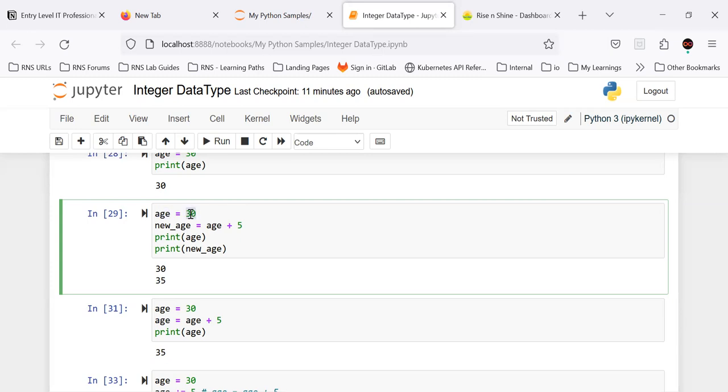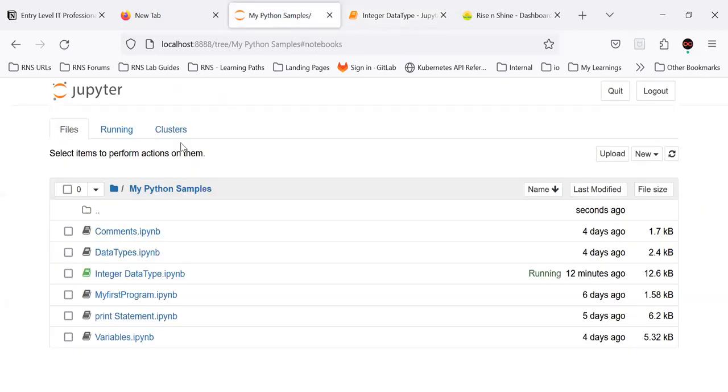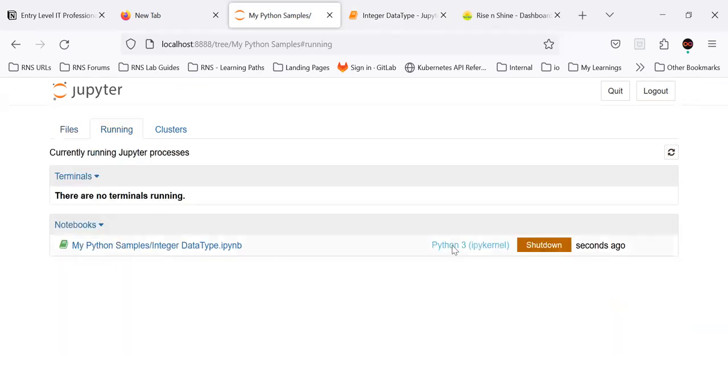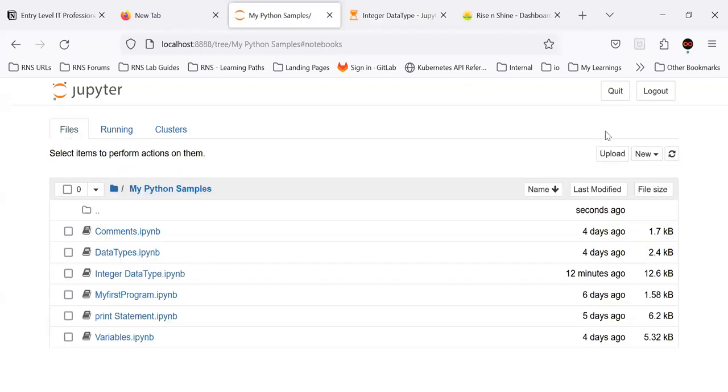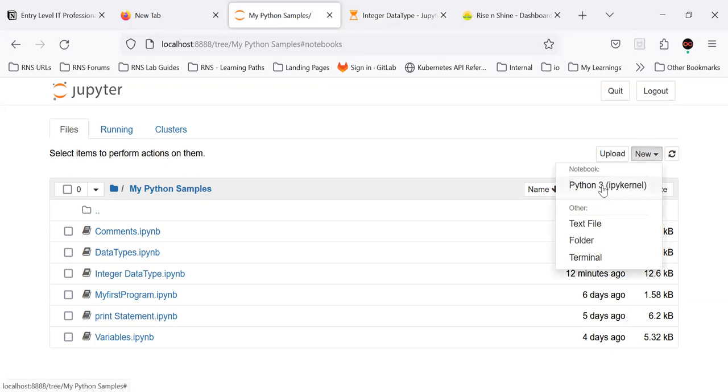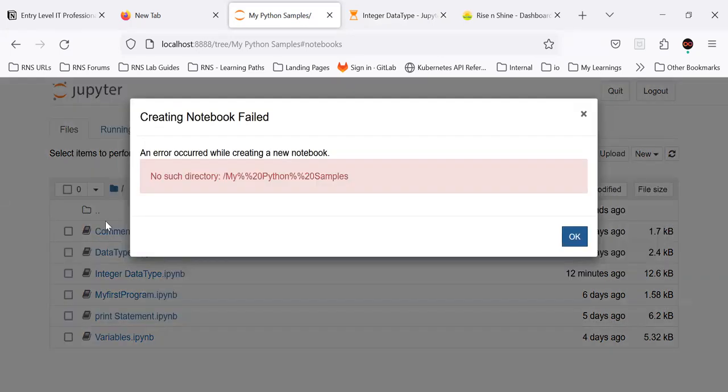So whenever you are running the program, it has to prompt the user for inputs. That is the next thing we are going to talk about. One more important thing, that is inputs. How do you pass inputs to the program? So let me shut down this program which is running. It is no longer required. Let me create one more notebook.